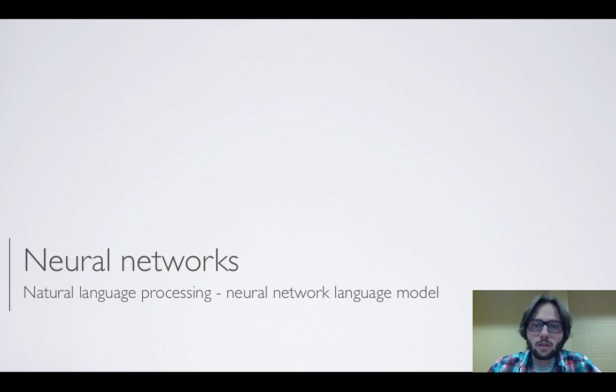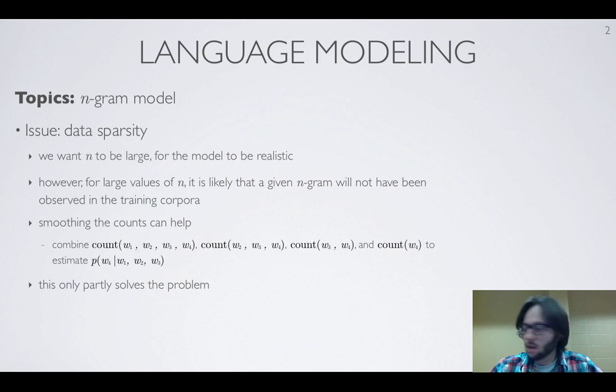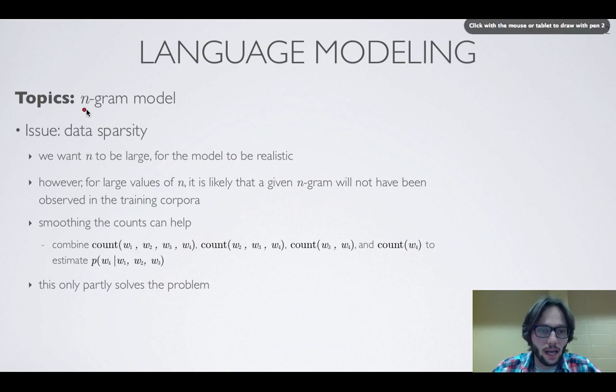In this video, we'll introduce the neural network language model. In the previous video, we discussed n-gram models, and in particular, we talked about the fact that while in an application to get a good model, we want n to be large.